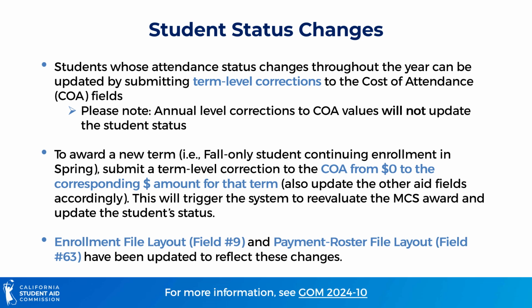To add a new term, submit a term level correction to the cost of attendance that updates the value from $0 to the actual cost of attendance amount for that term. Be sure to also update all other aid fields accordingly. This will trigger our system to reevaluate the MCS award and update the student's enrollment status. Field number 9 of the enrollment file layout and field number 63 of the payment roster file have been updated to reflect these changes.